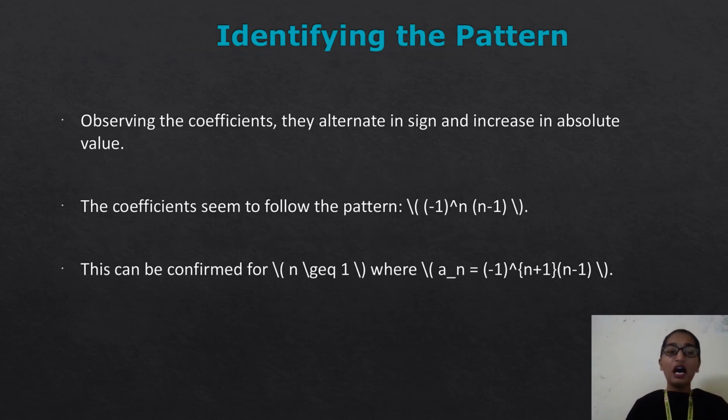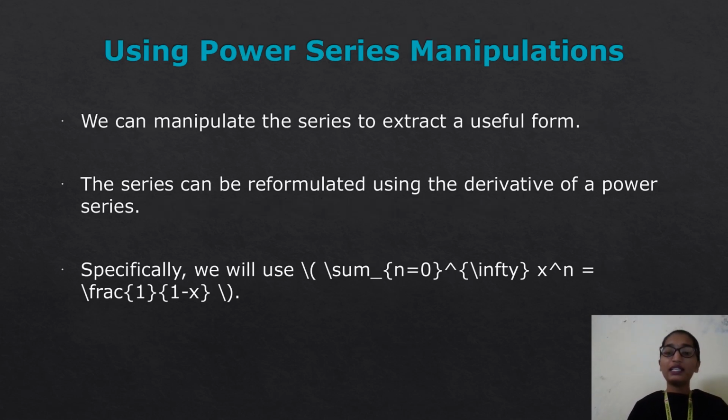Identifying the pattern. Observing the coefficients, they alternate in sign and increase in absolute value. The coefficients seem to follow the pattern (-1)^(n-1) times n, which can be confirmed where a_n = (-1)^(n+1) times n. Using power series manipulations, we can manipulate the series to extract a useful form.